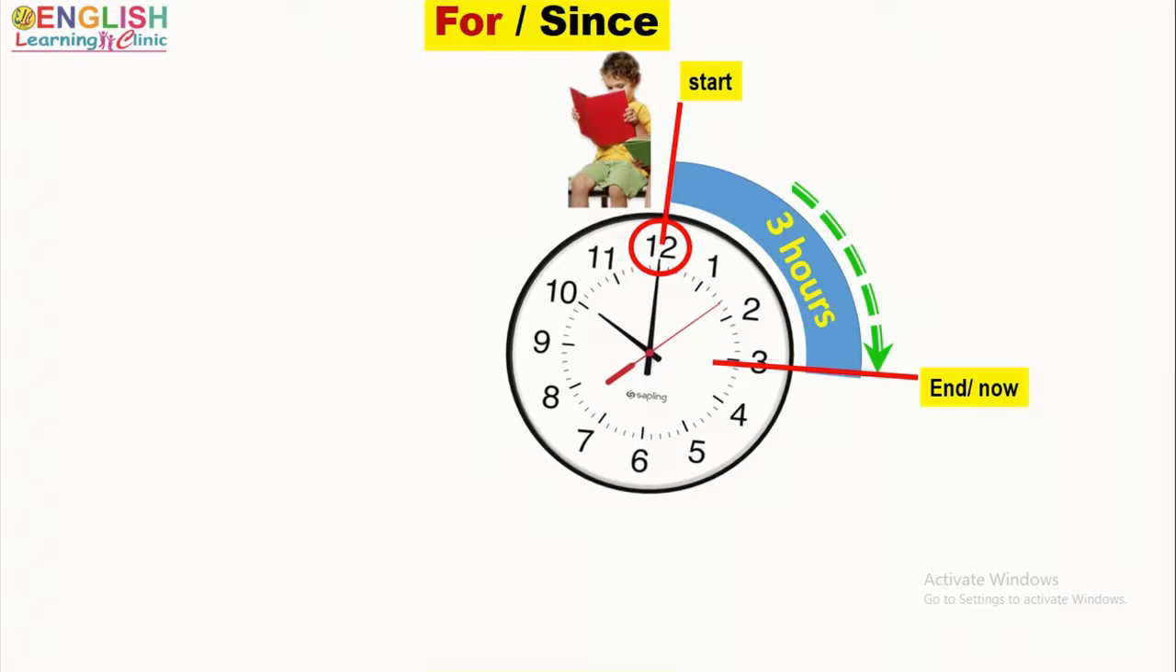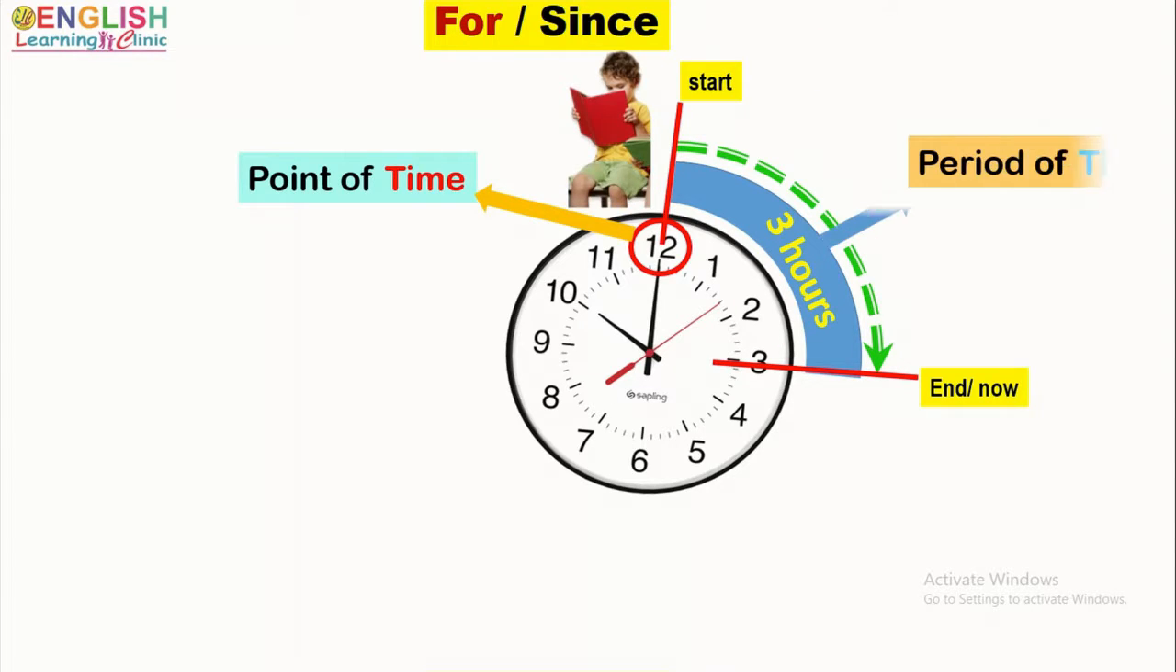So friend, when did you start your action? At 12 p.m. It is the starting point of time of your action. So this is called point of time. That is, it particularizes the time. On the other hand, how long had your action been continuing? For 3 hours. So, this is the duration of your action. This is called period of time.